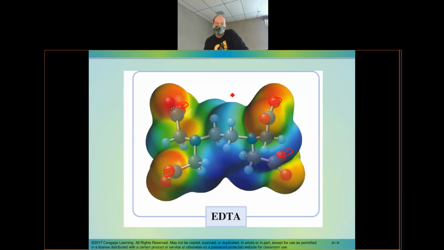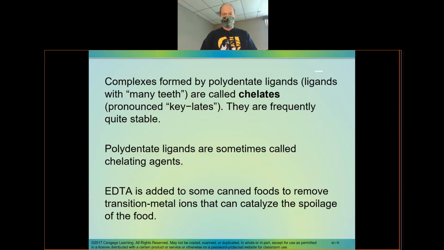All right, so it's coordinated through all the 4 negative oxygens, and it's also connected through the electron pair of each of these nitrogens. So the 6 coordination sites, 4 from the oxygen that has a negative charge, and 2 from the nitrogen's electron pairs. And that's how you get your 6 coordination sites.